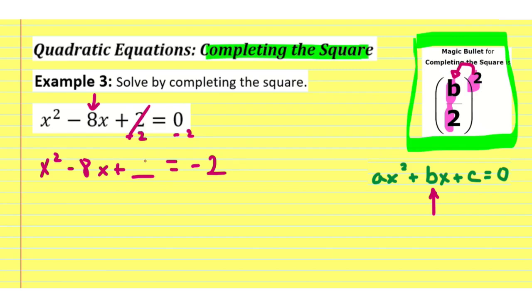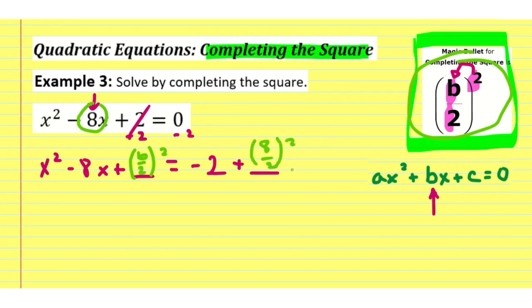But if I add a blank to one side of my equal sign, I need to add a blank to the other side. But what am I going to fill with that blank? I'm going to put my magic bullet in that blank. So it's going to be b over 2 squared. It's going to go in both blanks. Well, let's go ahead and fill it in. What is the b? We determined that 8 or negative 8 is the b. So that would be 8 divided by 2 squared.